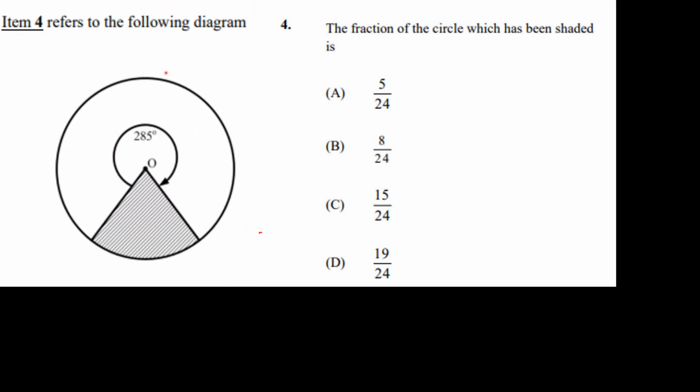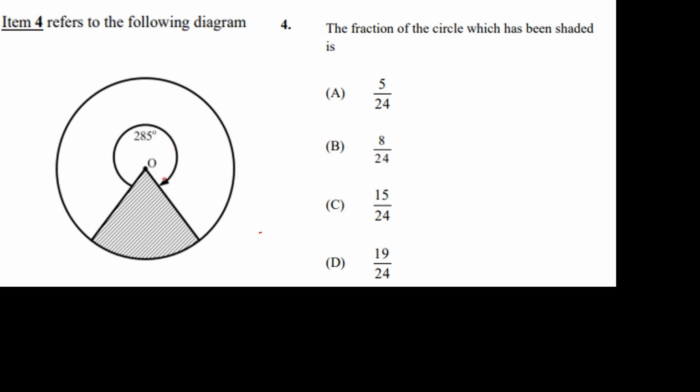Item 4 refers to the following diagram. The fraction of the circle which has been shaded is... we have these options to choose from. Now, let's check it out. Angles at a point add up to 360 degrees. So we have this point here, the center of the circle, and 2 straight lines would have formed this point. 2 straight lines meet at a point called a vertex. An angle can only be formed when 2 straight lines meet at a point. Now, the angles at a point must add up to 360 degrees.